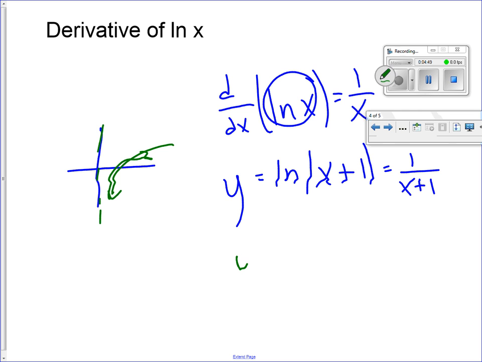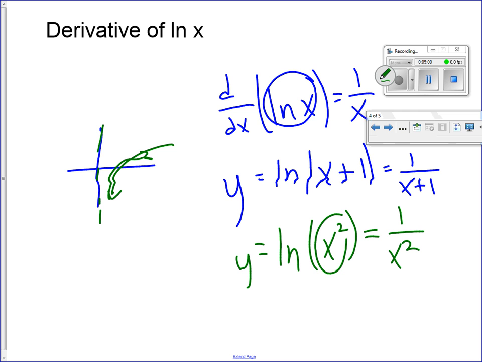Again, chain rule can happen. So what if you have the natural log of x squared? It would be 1 over x squared, and then you take the baby out, and derive the baby, times 2x. And then that can be simplified. It's 2x over x squared, and there's an x that cancels out. So it becomes 2 over x.